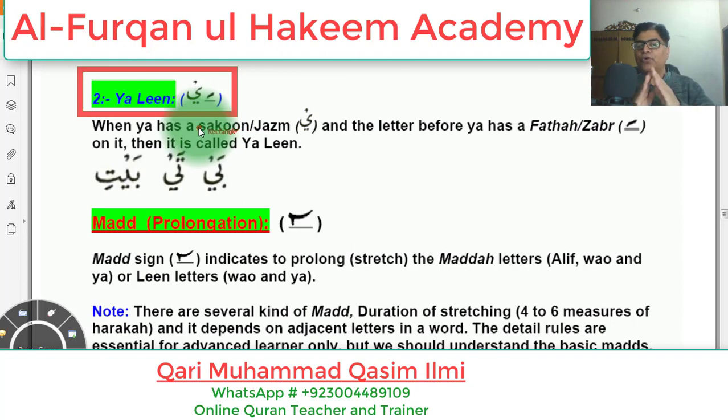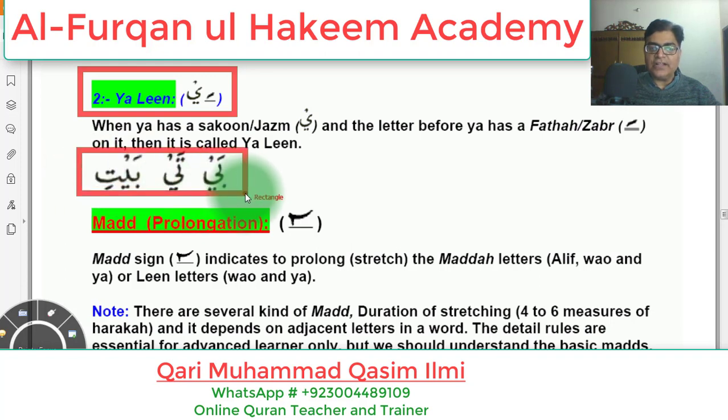This is the ya leen. When there is a zabar before ya sakina, it becomes ya leen. When ya has a sukun, jazm, and the letter before ya has a fatha, zabar on it, then it is called ya leen. Ba zabar ya bai, ta zabar ya tai, ba zabar ya bai, ta zer ti, bai, tai, bai, ti. These are all ya Leen letters.